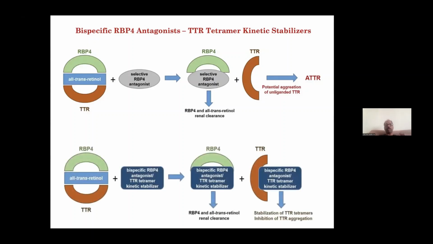We have also designed a molecule that can not only act as an RBP4 antagonist, but also acts as a TTR stabilizer. So it not only binds to the RBP4, but also binds to the TTR. When the TTR is bound, it prevents the formation of the amyloid.